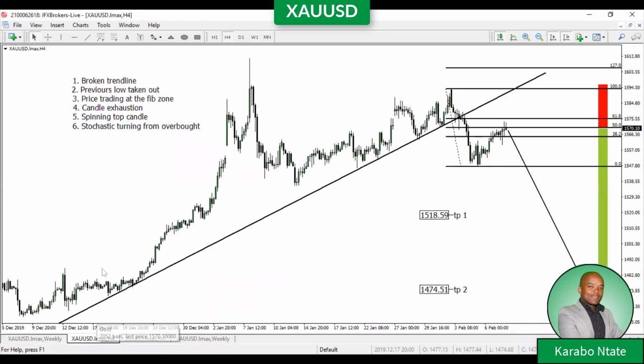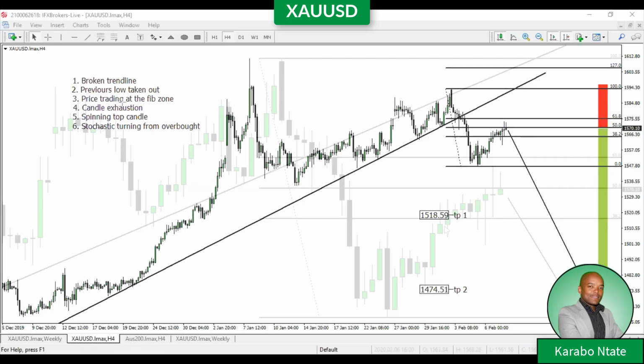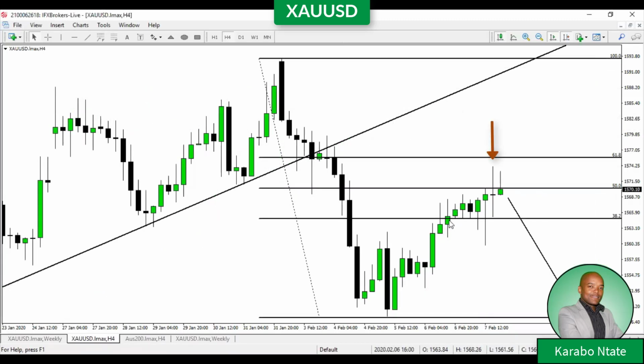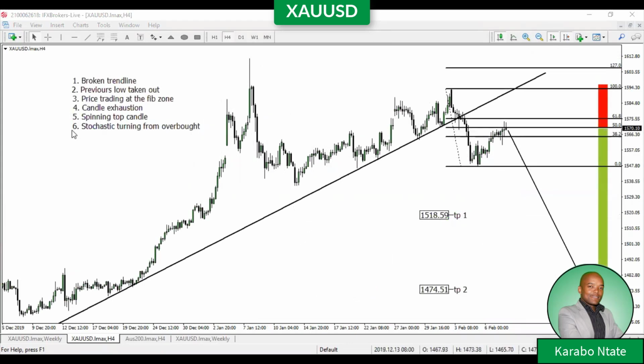Now going down to the 4-hour time frame, we also have some confluences to short this market. Number one, we have a broken trend line, and number two, we have previous low taken out. Now number three, we have price trading at the fifth zone. As we know, the fifth zone is the level between the 50 and the 61.8. Number four, we have candle exhaustion. This candle shows exhaustion. And lastly, number six, we have the stochastic turning from overbought.